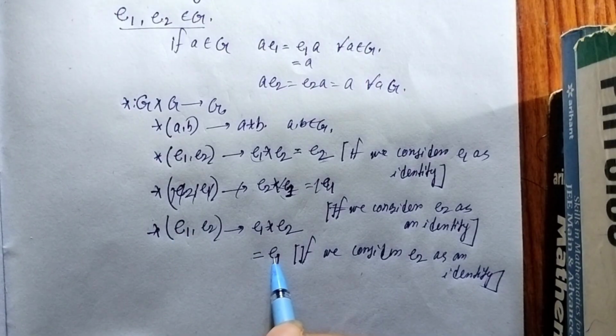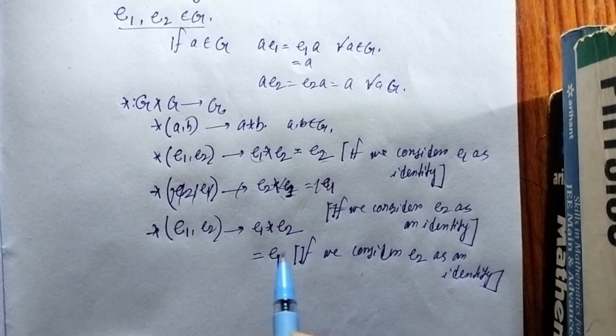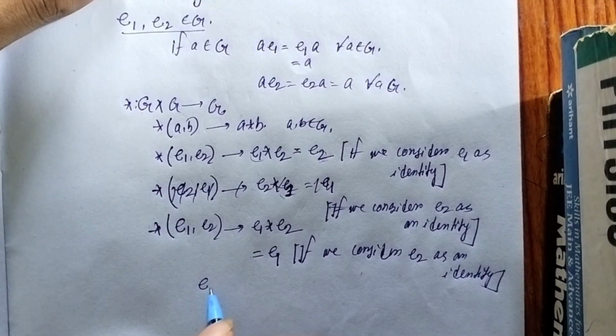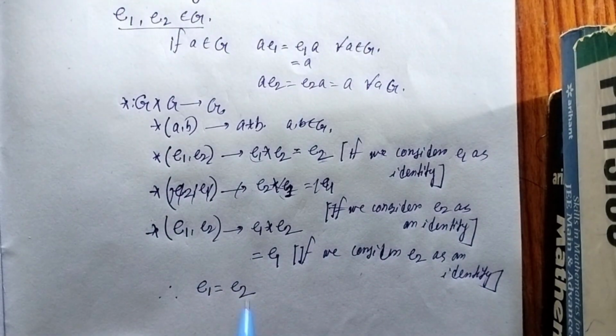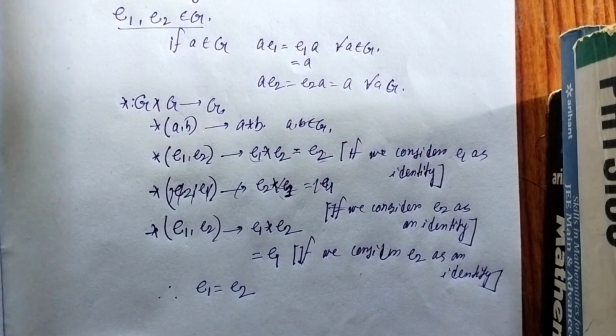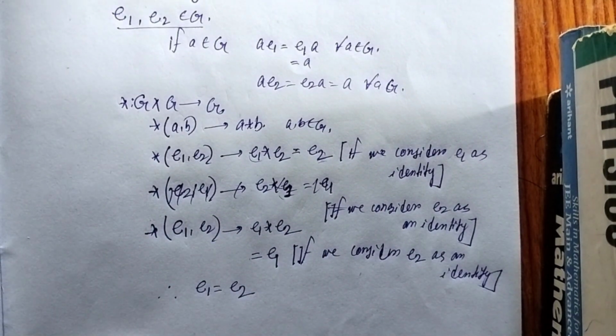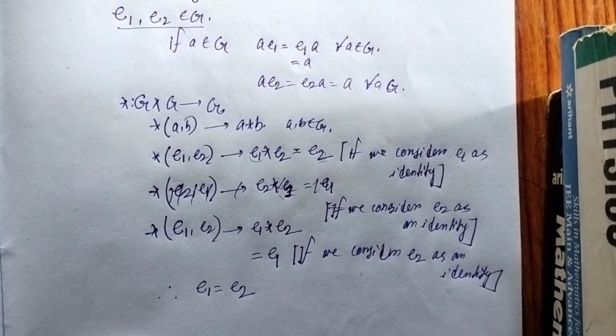So that means two different things. Either E1 or E2, which means the only thing we are left with is that E1 and E2 are equal. That means in a semigroup, if there is an identity, a semigroup meaning closed and associative, then this identity is going to be unique.